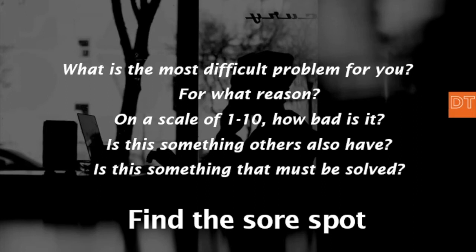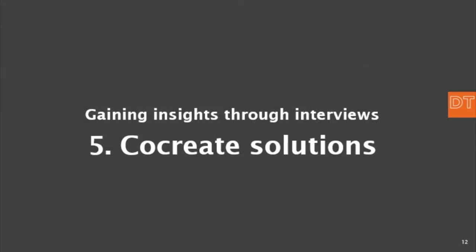Other kinds of questions to find the sore spot are questions like, is it a problem that you expect others have as well, like your family or your friends? Or is it something that must be solved? Or do you think it's not that important? It's all about finding the most problematic things people have. Then we can move on to the next stage, stage 5, co-creating solutions with them.